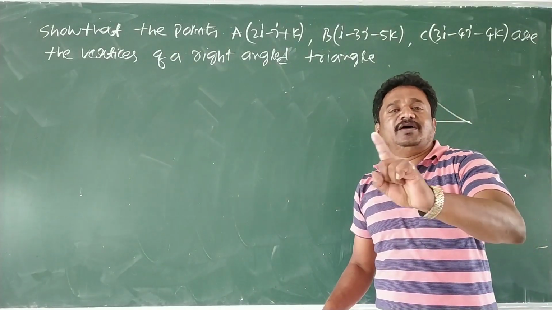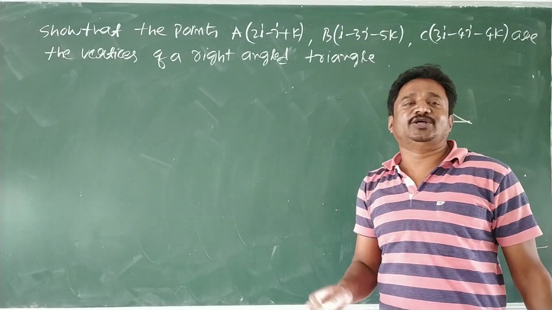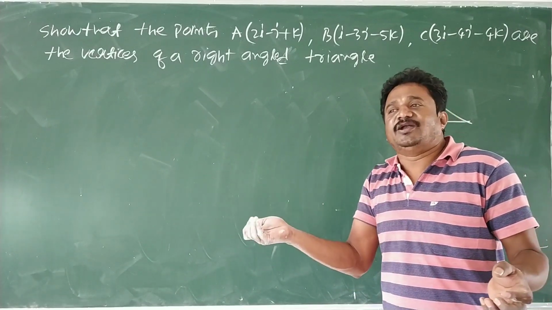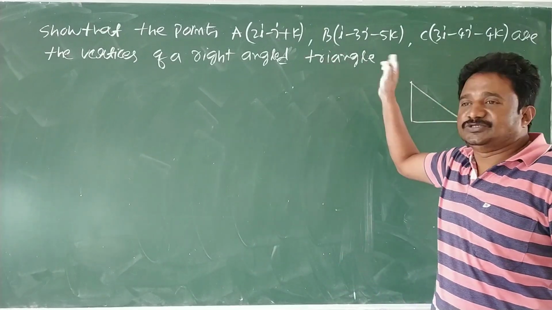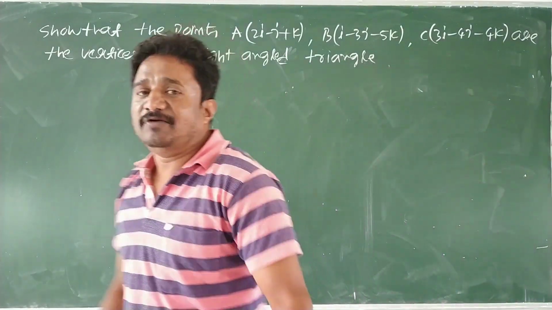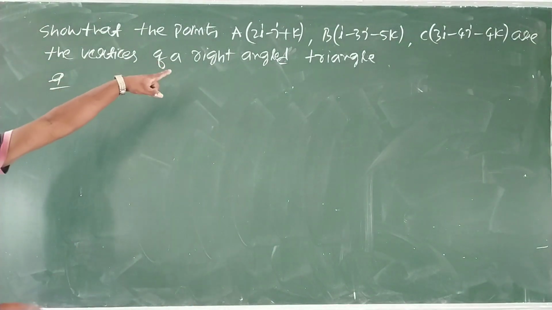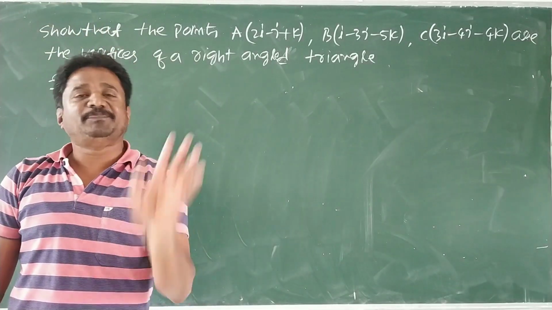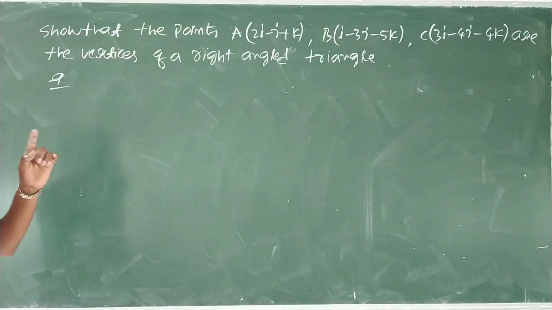You all learned in your lower classes, right? A right angled triangle must satisfy the Pythagoras theorem. The only way we check whether a triangle is right angled or not is by using the Pythagoras theorem. Let us check the Pythagoras theorem for these vertices. Whenever points are given, the first thing to be done is write the position vectors. I have been repeating the same thing so many times, so try to store that in mind.